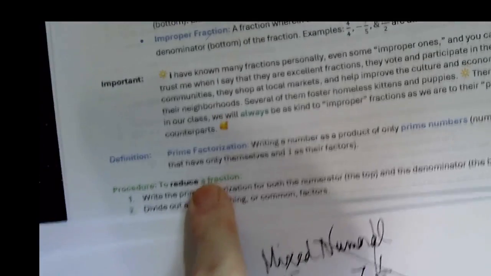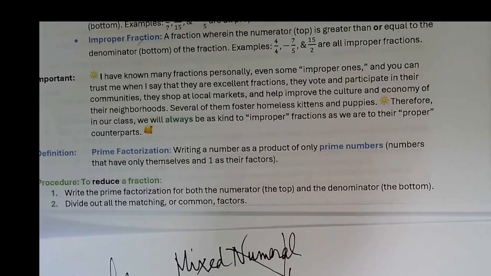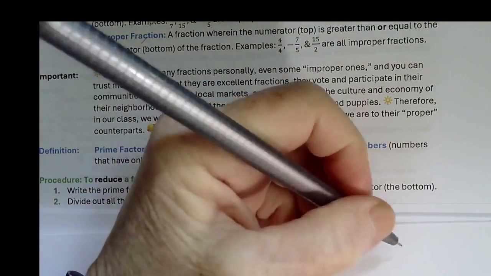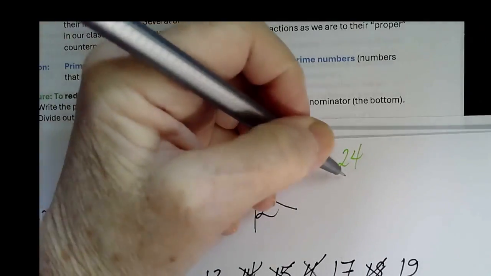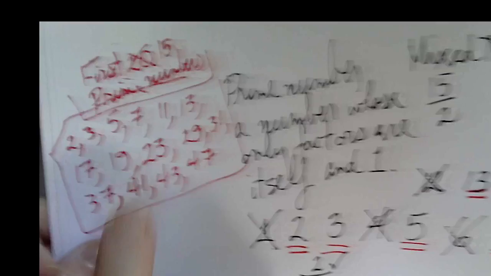It says we want to look at a prime factorization. Well, that's writing a number as a product of only prime numbers. So let's look at an example of that. Let's write 24 as only prime numbers. Well, I'm going to use my list and start at the beginning and see what works and what doesn't work.